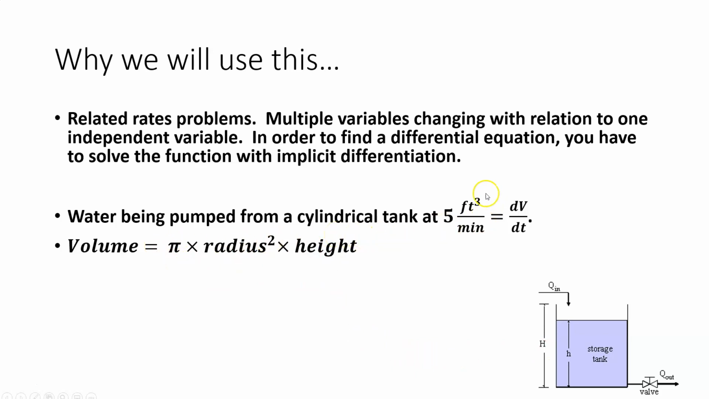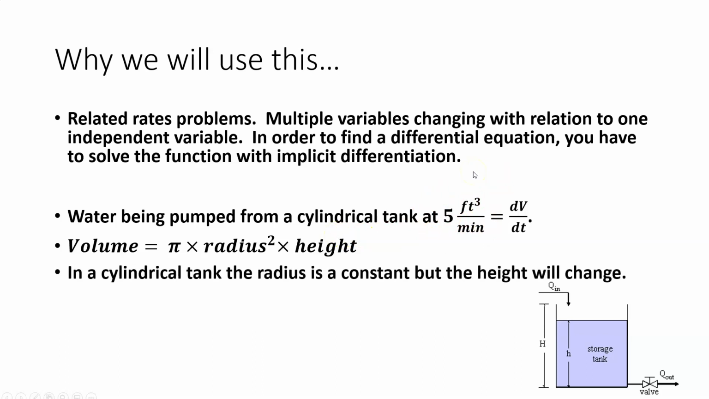And we do have a flow rate that we can work with. So what do we know? We know that it's a cylindrical tank, obviously, and we know that the radius is going to be a constant. That's not going to change. The only thing that's going to change is the height, which means that the volume is indeed changing. So we've got a rate there.